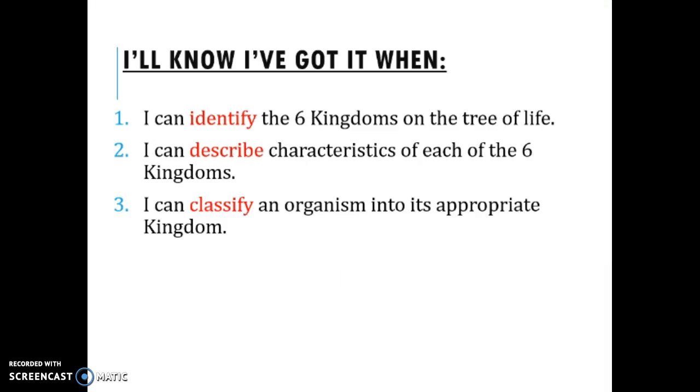I'll know I've got it when I can identify the 6 kingdoms of the Tree of Life, I can describe characteristics of each of those 6 kingdoms, and I can classify an organism into its appropriate kingdom. So basically we're focusing on the kingdoms in this one.